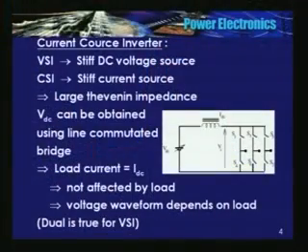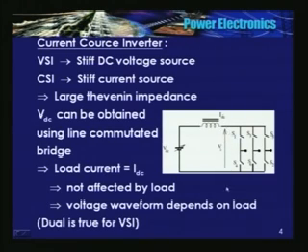In a VSI, current can change instantaneously, current can reverse. It is a 2-quadrant operation: current can reverse, voltage cannot reverse in a VSI. Just the opposite is true in the CSI. Since we have used a large inductor in the DC link, current cannot reverse there, but voltage reverses. See here, VI can reverse, VI will reverse polarities.